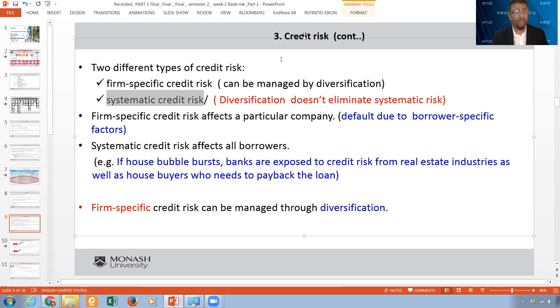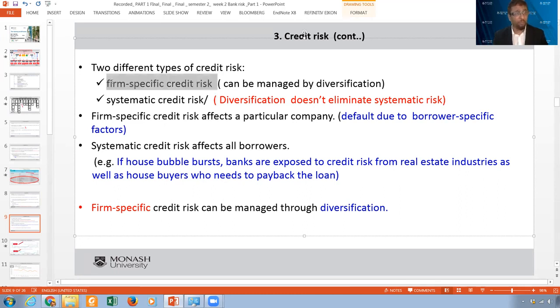Not because AirAsia has a problem, but because the market is not there. They cannot sell their services. They cannot transfer people. They cannot fly. And this is why they cannot pay. So this is what we call systematic credit risk.